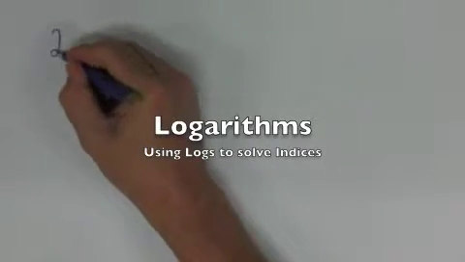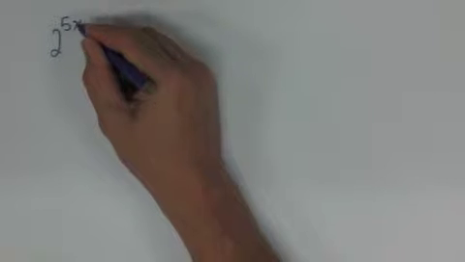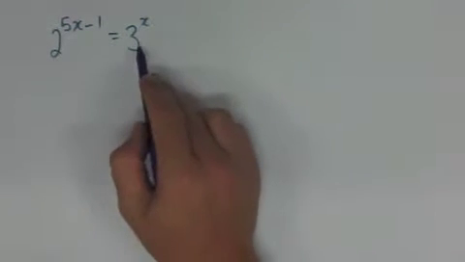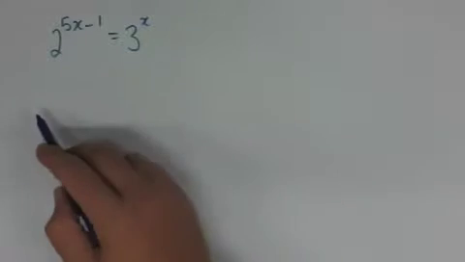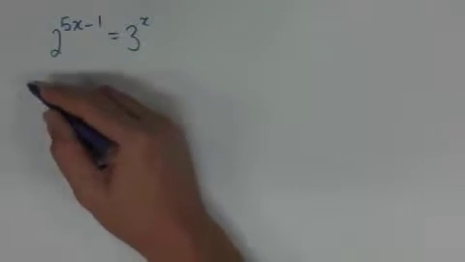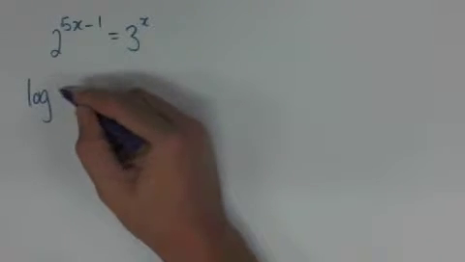Question: if 2 to the power of 5x take 1 was equal to 3 to the power of x, then to solve this, again, I can't find any base that would be the same as 2 or 3 in terms of base 2. Those are the two lowest bases that I have. So I take logs of both sides. I take log to the base 10 of both sides.